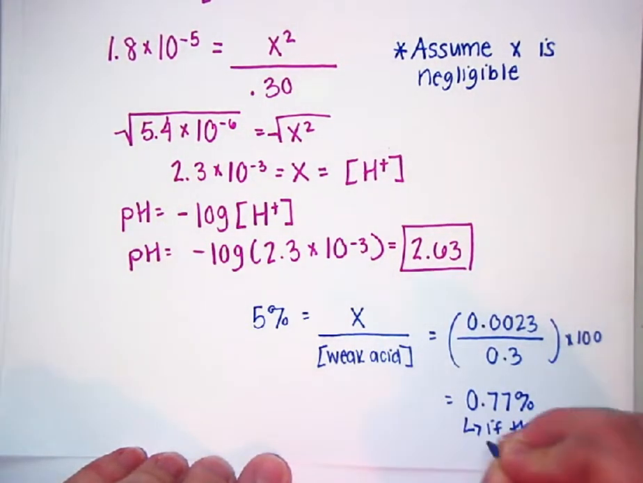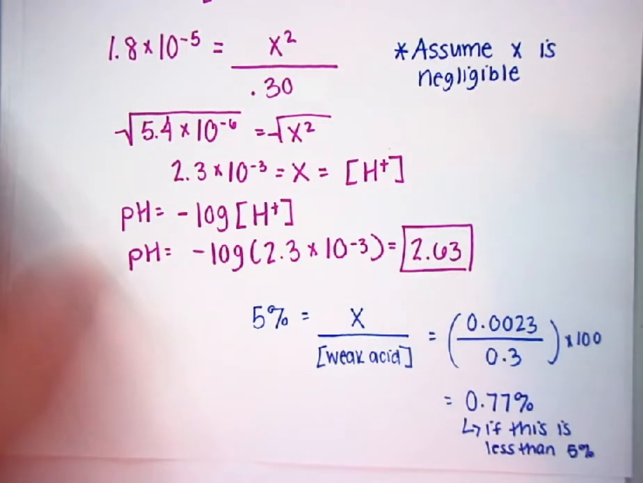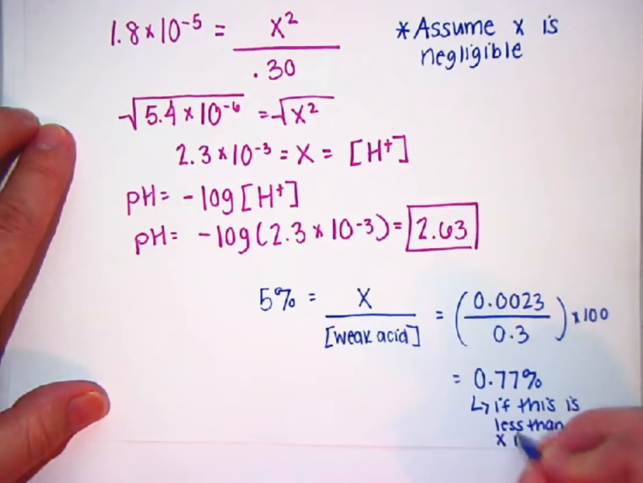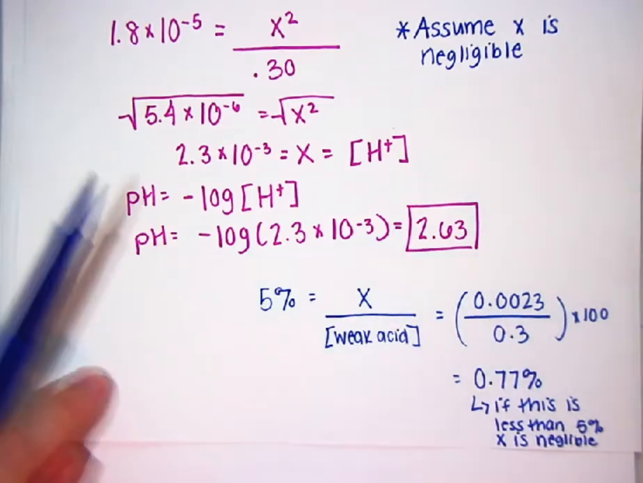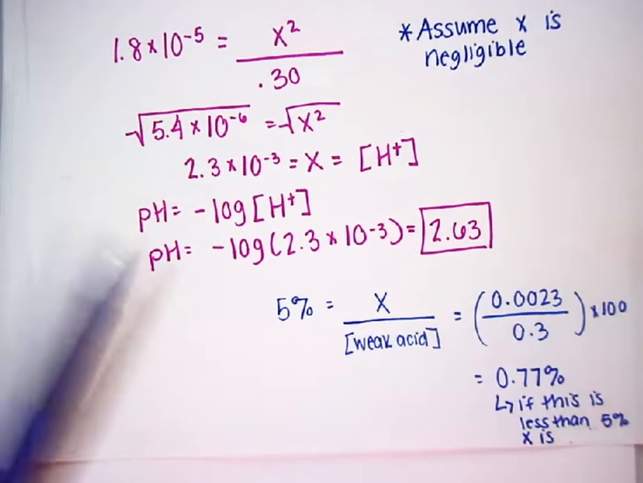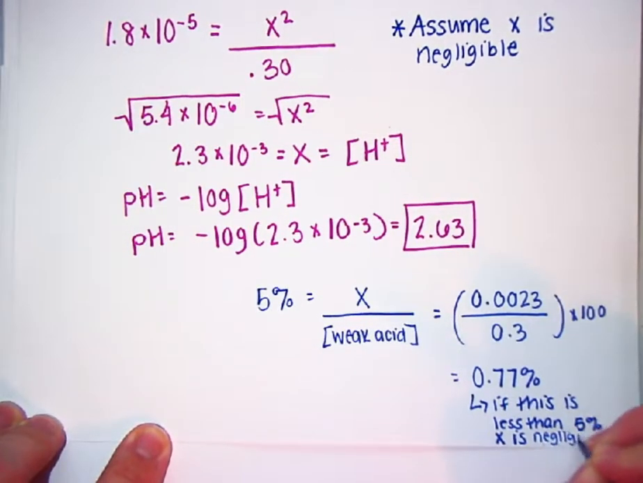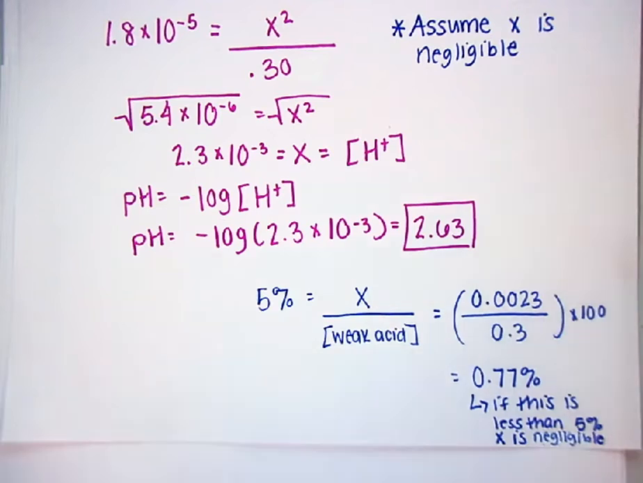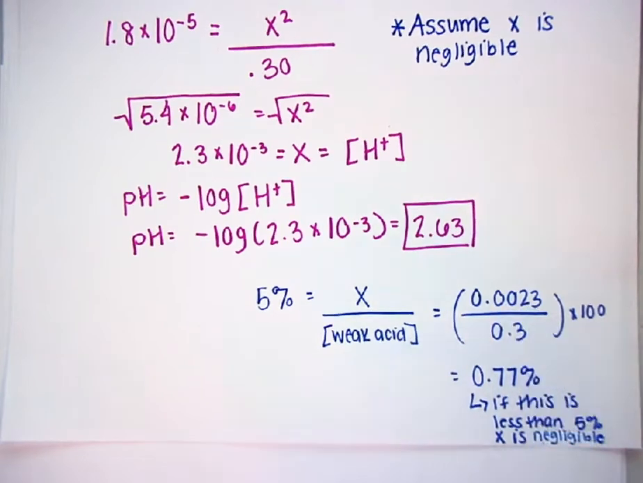If this is less than 5%, x is negligible. Again, if I could spell, x is negligible. And again, the reason why is because it's so small. X is representing our change in concentration. If our change in concentration is small, it's not going to make a big difference on your pH.